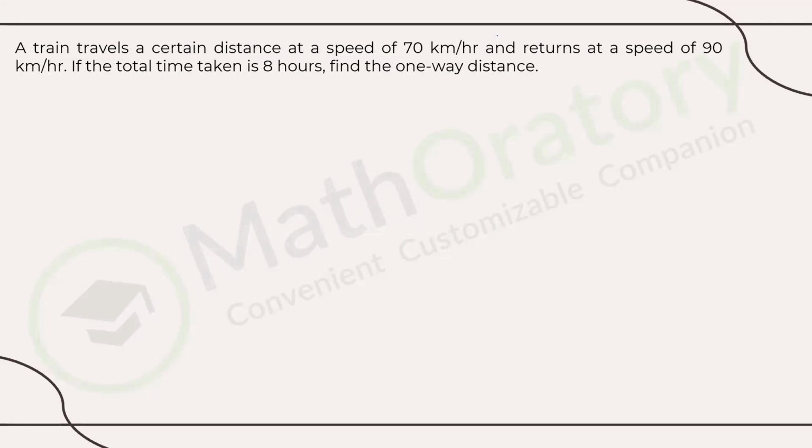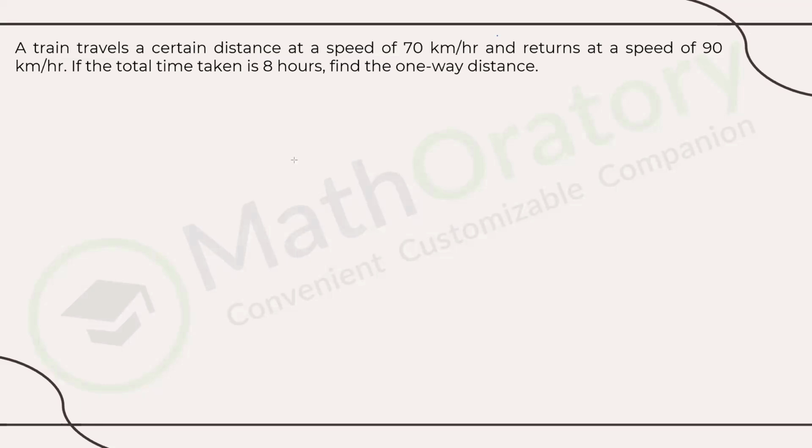So we have this small question. A train travels a certain distance at a speed of 70 km per hour, returns at a speed of 90 km per hour. The total time taken is 8 hours. Find the one-way distance. So what do we mean by one-way distance? The train is traveling a certain distance and returns, implying in both of these motions, the train has covered the same distance. And we are supposed to figure out that same distance, not the total distance, just the one way.